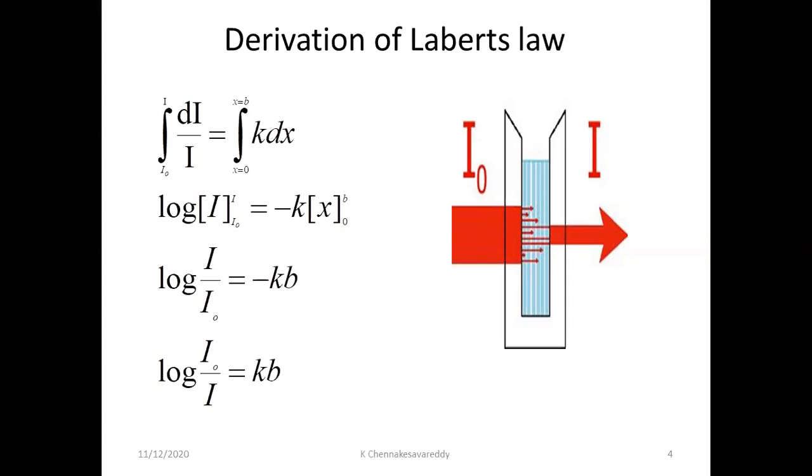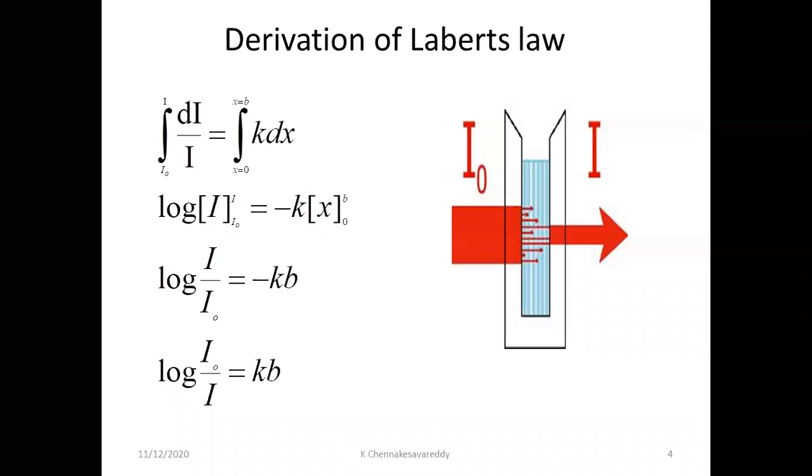If you integrate, the integration of dI by I gives log I. Applying the upper and lower limits, log I minus log I naught gives log I by I naught for the left-hand side. On the right-hand side, the integration of dx gives x, with upper limit b and lower limit 0, so Kb. The minus sign will be there because it indicates the decrease in intensity. That is a negative sign.